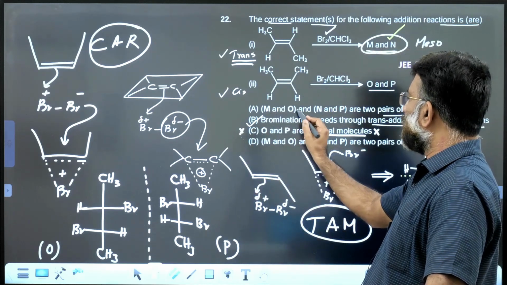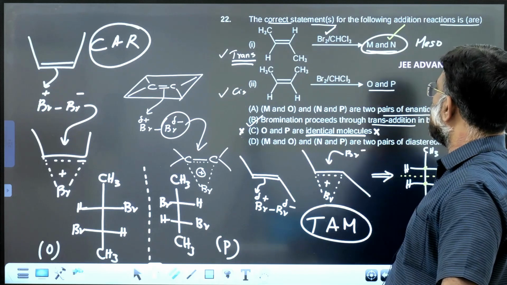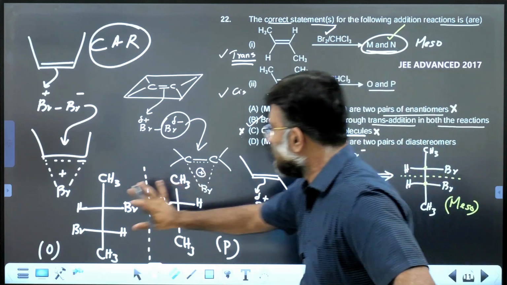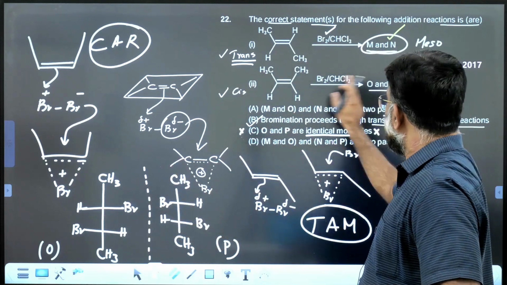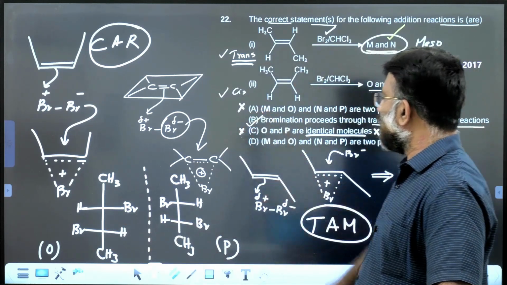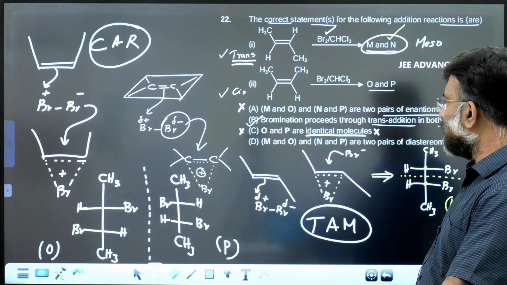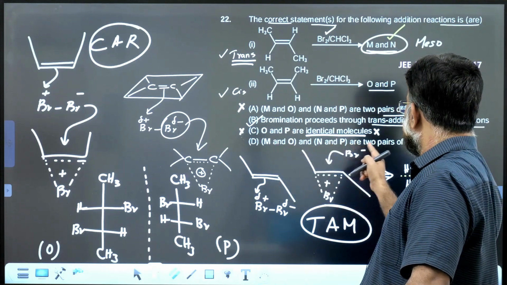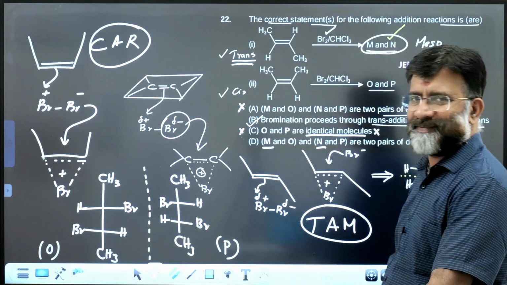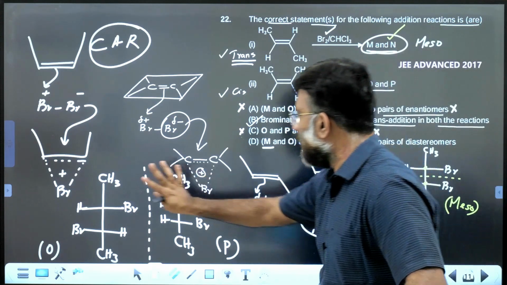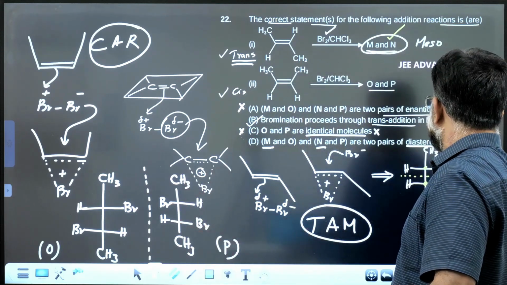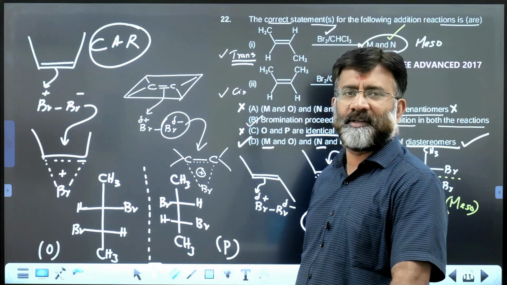Option A: M and O, N and P are two pairs of enantiomers. This molecule and this molecule are not enantiomers. O and P are enantiomers, but we don't have such a statement. So statement A is wrong, statement C is wrong. What about D? Please understand, M and N are the same. M and O: this molecule and this molecule, and again this molecule and this molecule, they are diastereomers. That is the correct answer.